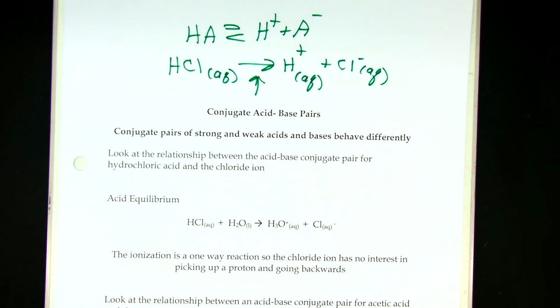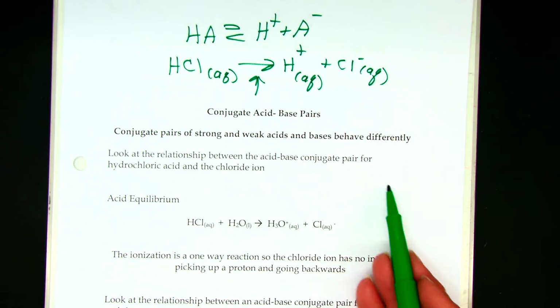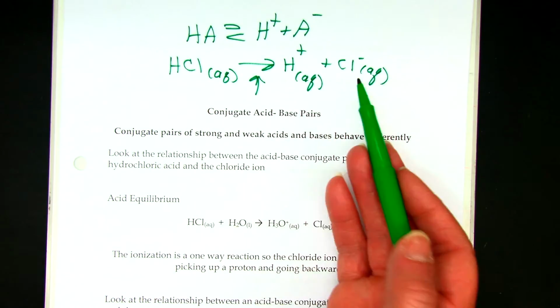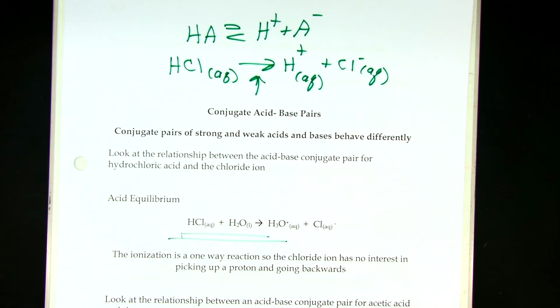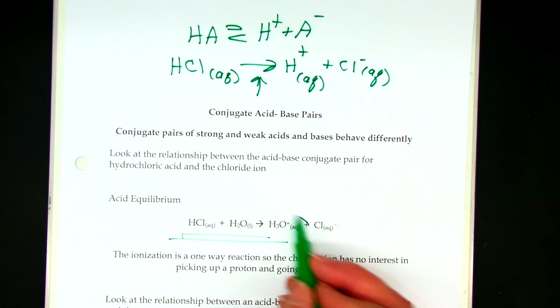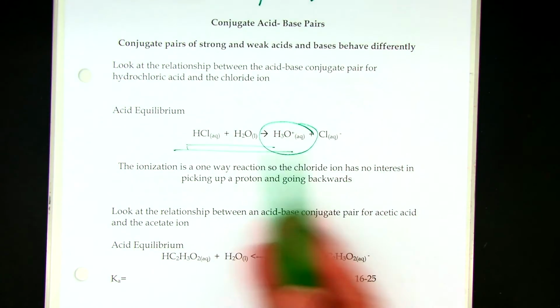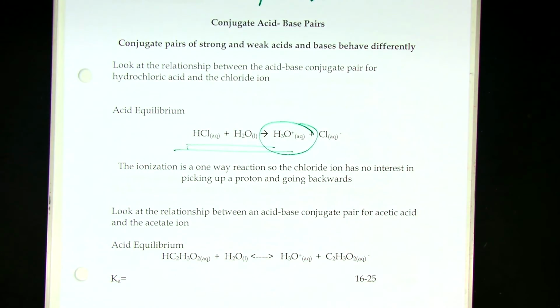So if we look at this relationship in the acid-base conjugate pair for hydrochloric acid and chloride, which I just said, I've put it here showing water in there where we have H3O plus instead of the H plus. That's just how the textbook does it. So this is not interested in going back. But when we have a weak acid, then it is.